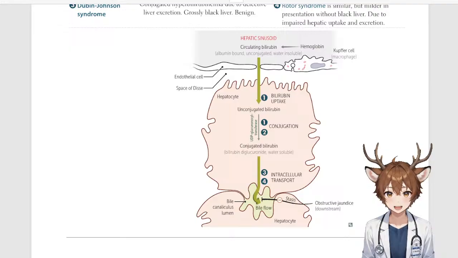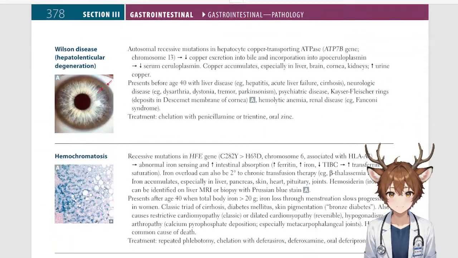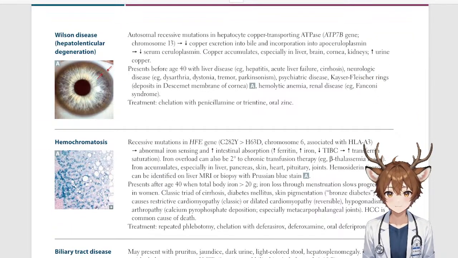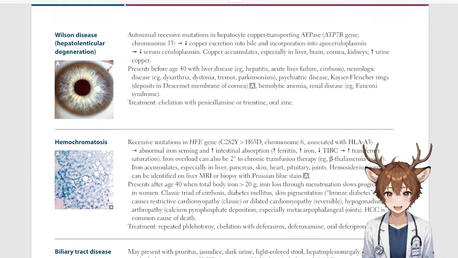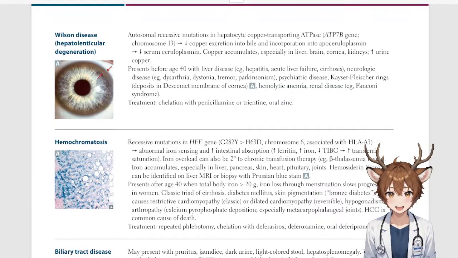Okay, now we're going to go into Wilson's disease, I believe. Wilson's disease. And now we're on page 402, and we wrap up on 408, I believe. Yeah, so 408, right? Yeah, 408, okay.